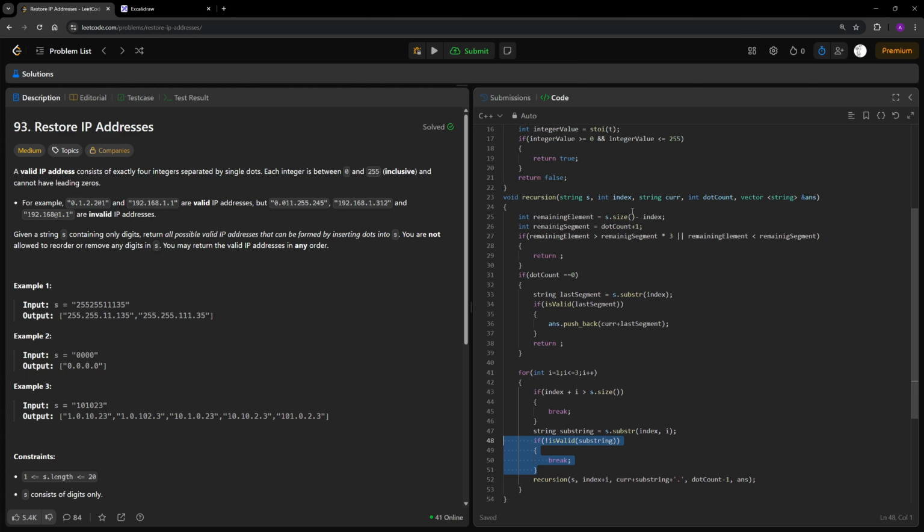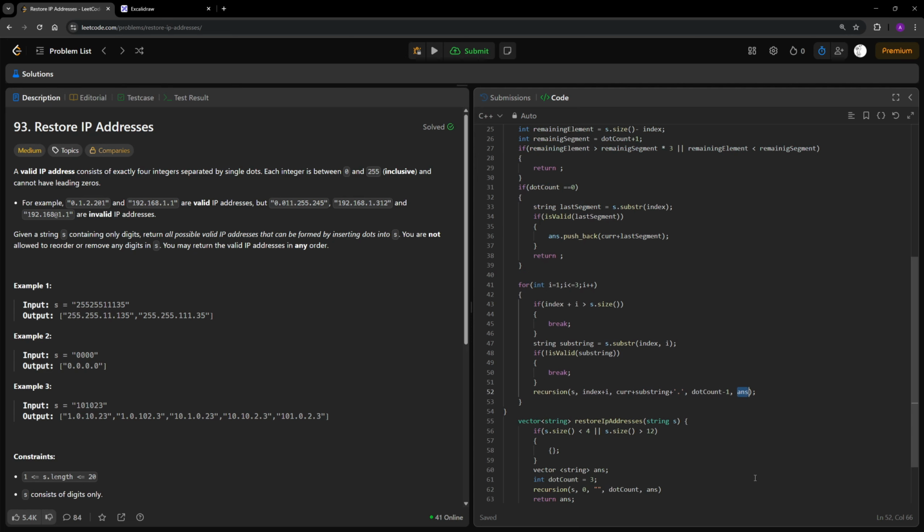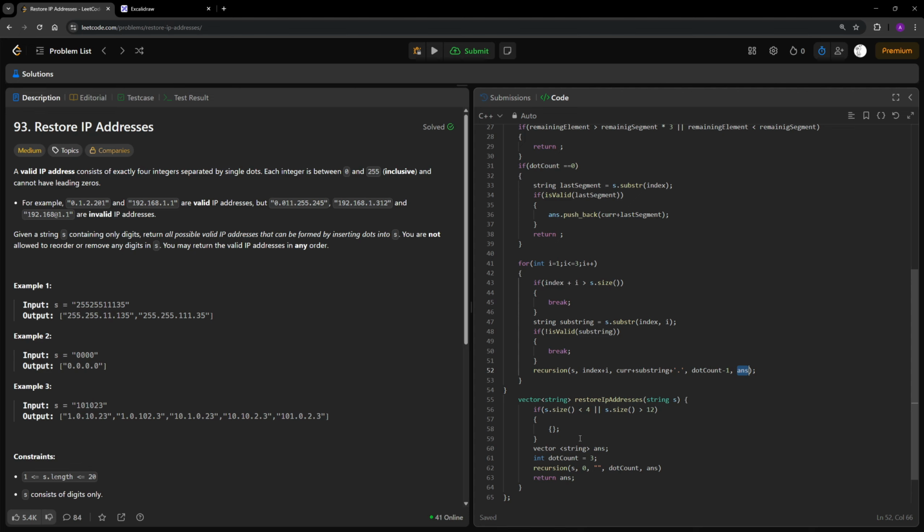And after that, we will keep on iterating. We will add the index I, we will add the substring, the dot operator will decrement the dot count, and we will push this answer itself. And look what I did here, I had to return empty. Let's see if it runs or not.